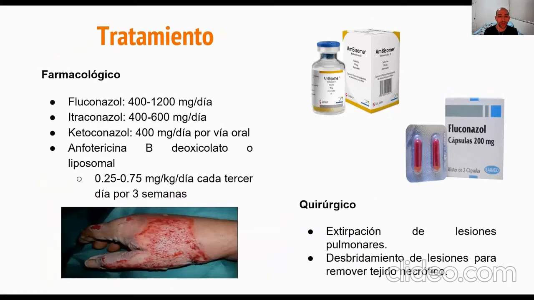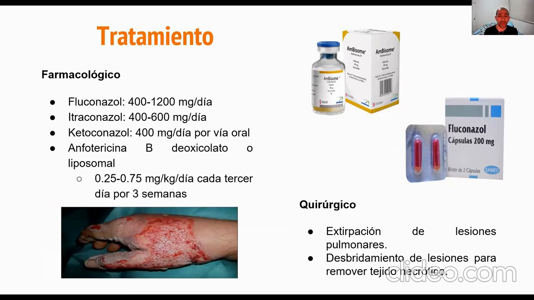For the treatment, we're going to see fluconazole, 400 to 1,200 milligrams per day. This is specifically for the case of meningitis. Itraconazole, ketoconazole, and amphotericin B deoxycholate or liposomal are also used, specifically 0.25 to 0.75 milligrams per kilogram per day, every third day for 3 weeks, and in higher doses for patients with AIDS. It's reserved for severe forms of the systemic disease, and its treatment is usually followed up with results. It's also the primary treatment for pregnancies when there's systemic dissemination.